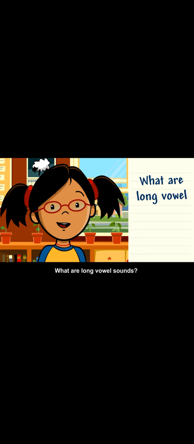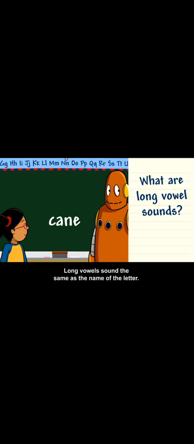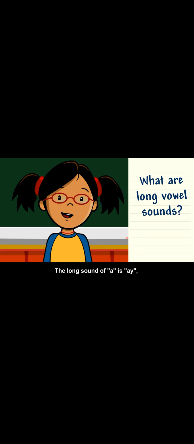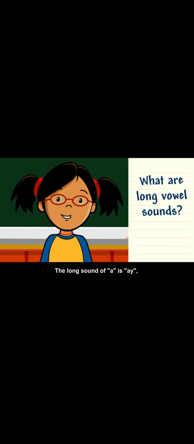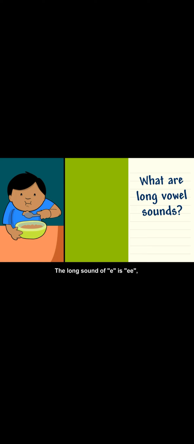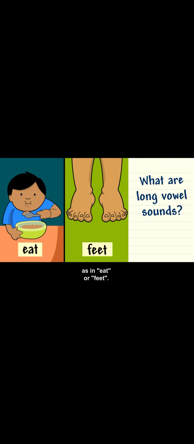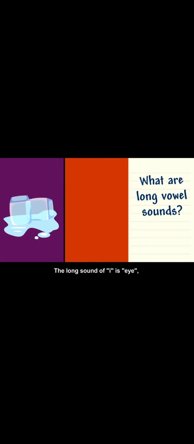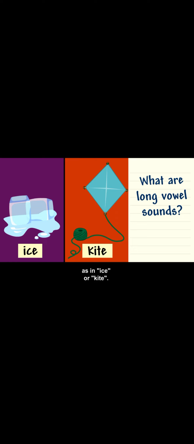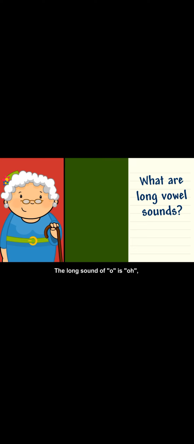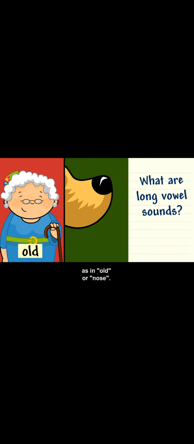What are long vowel sounds? Long vowels sound the same as the name of the letter. The long sound of A is A, as in ape, or cake. The long sound of E is E, as in eat, or feet. The long sound of I is I, as in ice, or kite. The long sound of O is O, as in old, or nose.